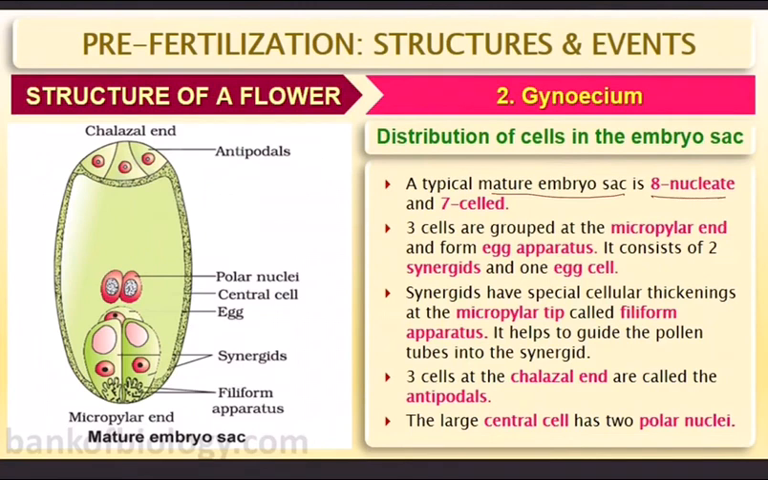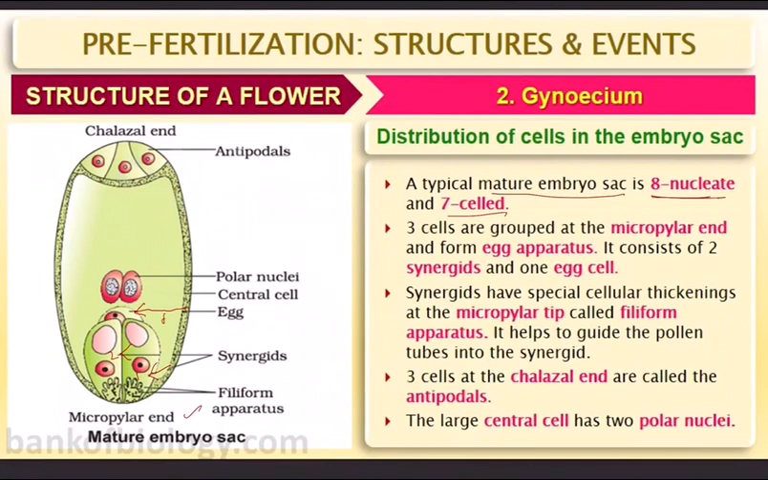Now, distribution of cells in the embryo sac. A typical mature embryo sac is 8 nucleate and 7 celled. 3 cells are grouped at the micropylar region and form the egg apparatus. You can see the micropylar region is this, and you have got 2 synergids and 1 egg cell. So these are the 2 synergids and this is the egg cell. Now this is the egg cell. This is most important.